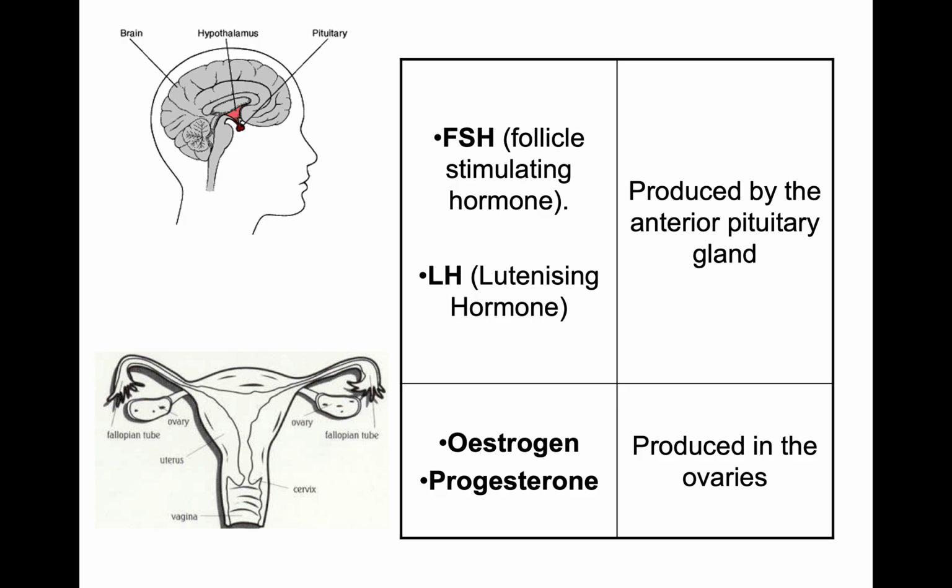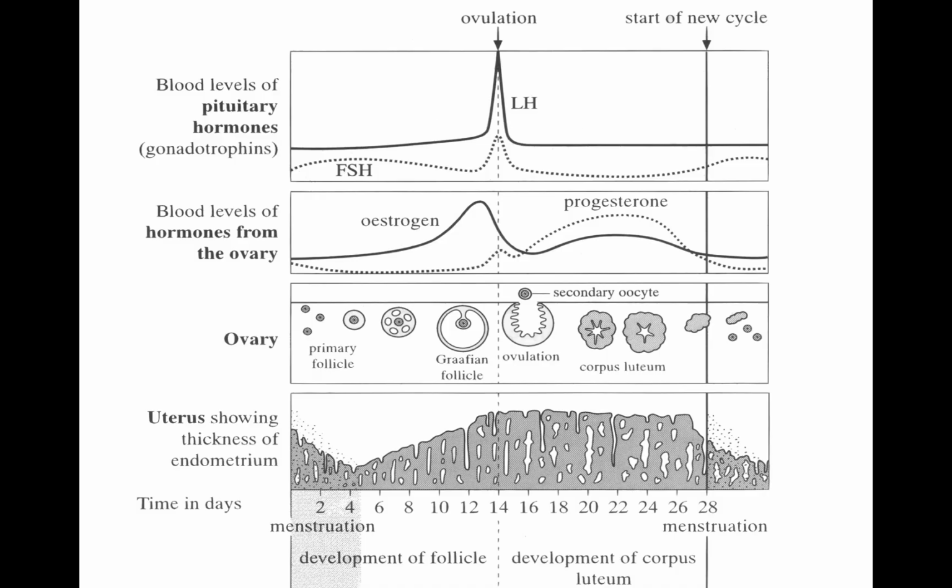Okay, so we need to be familiar with these 4 hormones. FSH, or follicle stimulating hormone, and LH, luteinizing hormone, both of which are produced in the anterior pituitary gland. In the ovaries, we have the 2 hormones, estrogen and progesterone. You have this diagram in your notes, and I'm going to take you through the different stages of the oestrous cycle and the roles that each of the hormones has in controlling that.